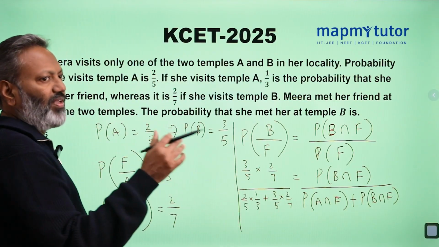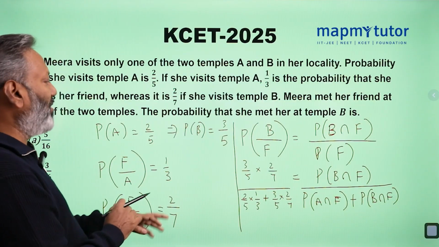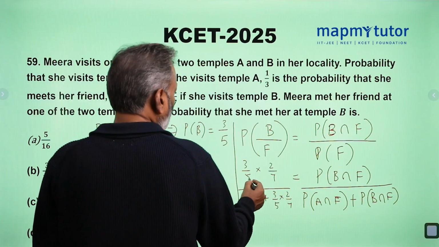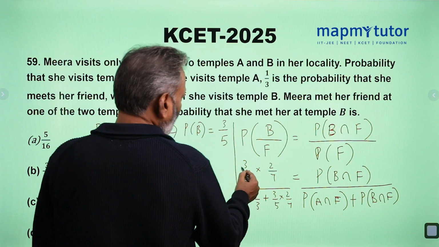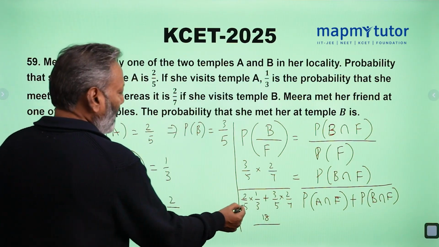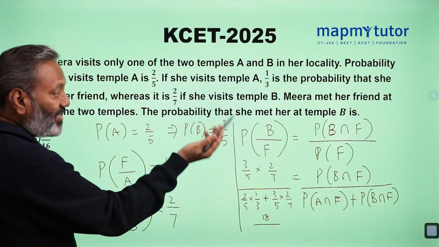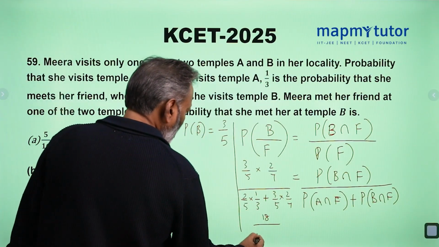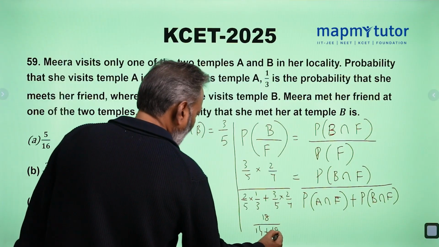So 35 and 15 LCM is 105. So how to make that get cancelled? 35 threes is 105, so 3 into 3 into 2, 18 in the numerator. And here 5 into 3, 15, 15 sevens, 105. So 7 into 2, 14, and of course this is 18.